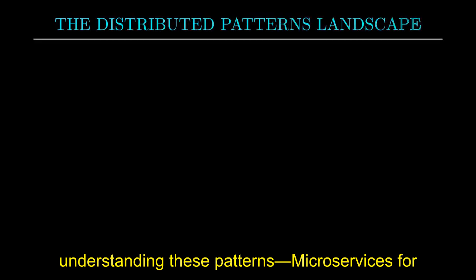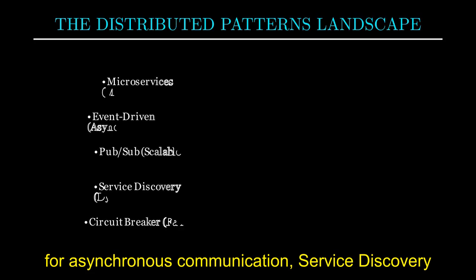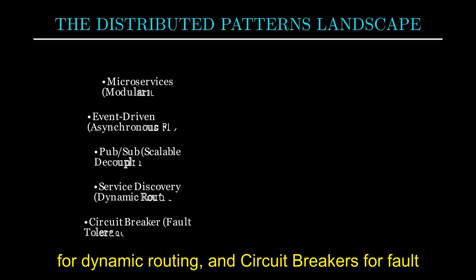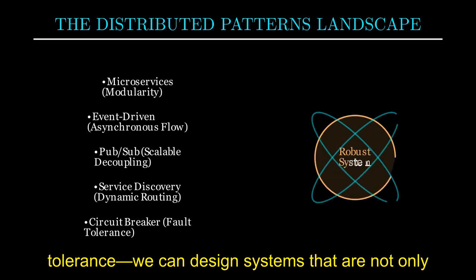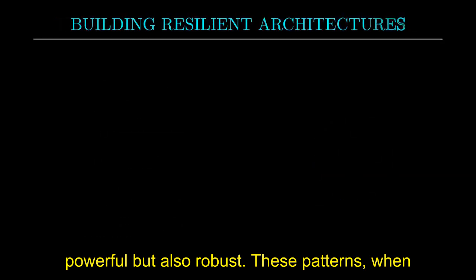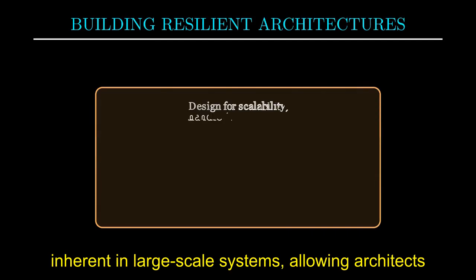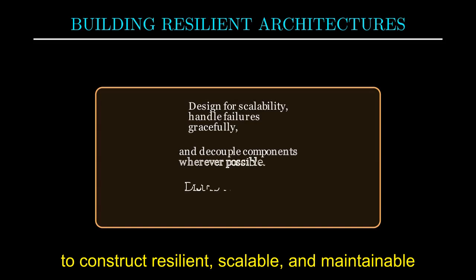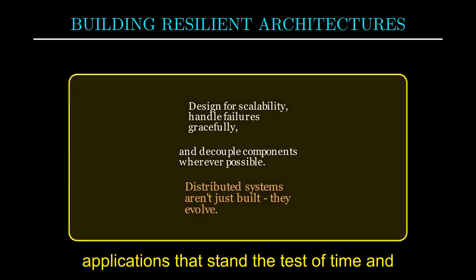By understanding these patterns, microservices for modularity, event-driven architectures and pub/sub for asynchronous communication, service discovery for dynamic routing, and circuit breakers for fault tolerance, we can design systems that are not only powerful but also robust. These patterns, when thoughtfully applied, resolve specific problems inherent in large-scale systems, allowing architects to construct resilient, scalable, and maintainable applications that stand the test of time and evolving requirements.